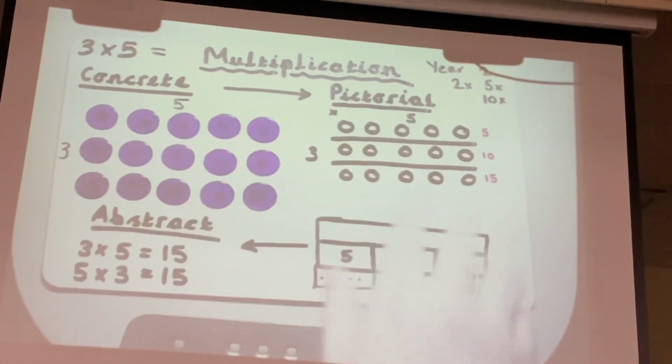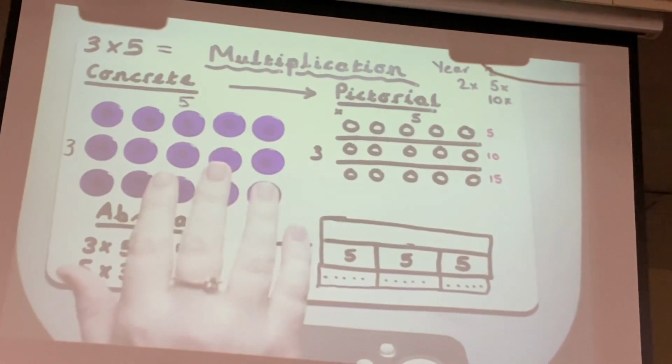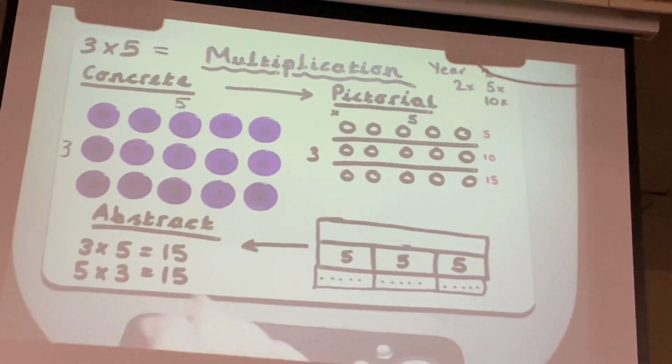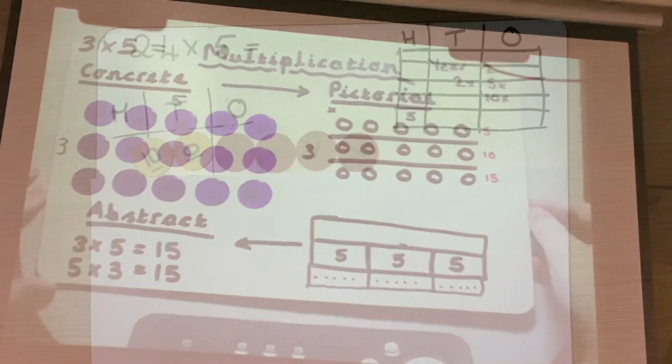Arrays, we have done this in class. They really enjoy making their own arrays, and it's something that they just seem to grasp quite quickly. So that's multiplication year 2.